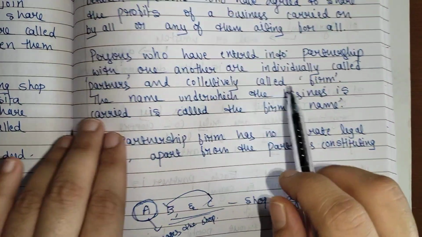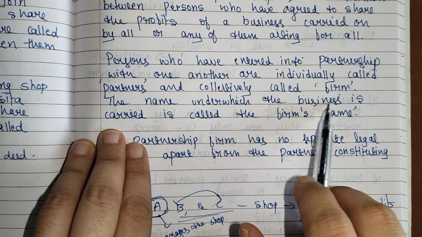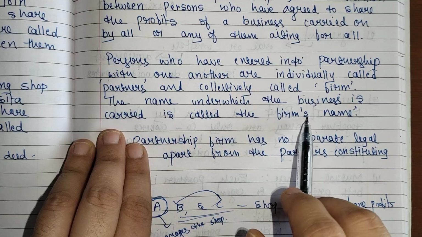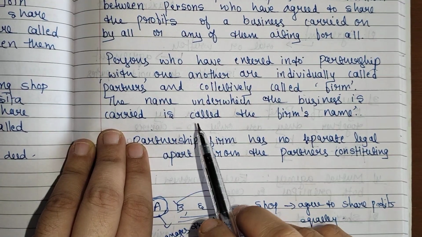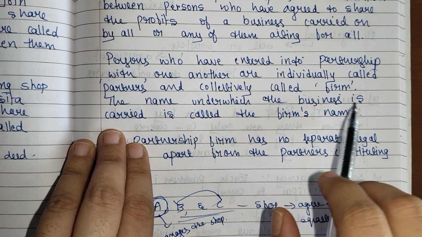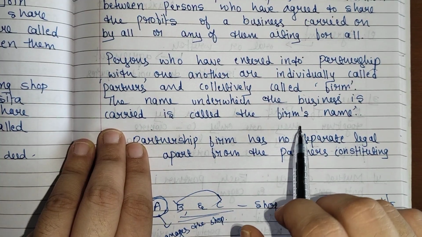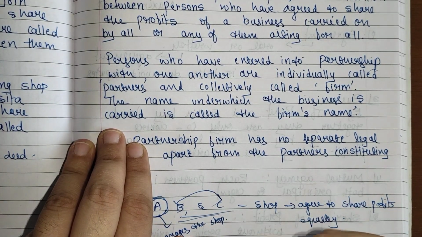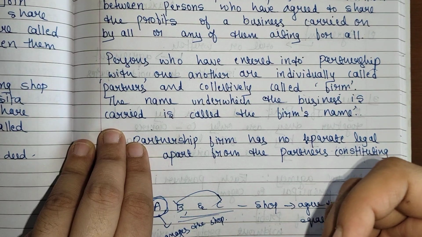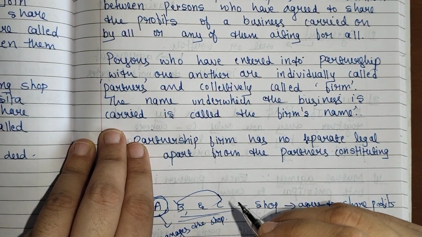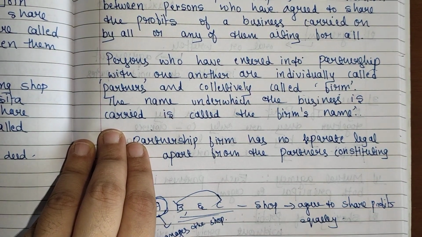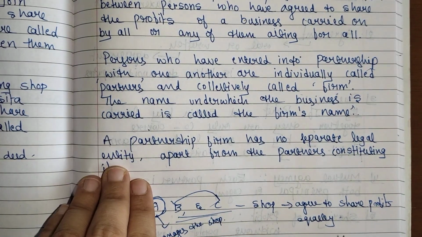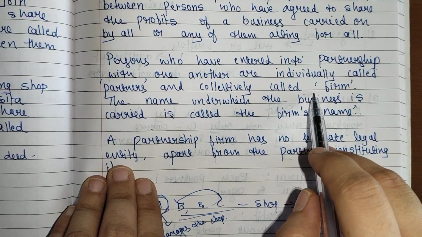Clear? And the name under which the business is carried is called the firm's name. Means the name used for running the business, that is called the firm's name. Clear? So I hope this is clear to you all.